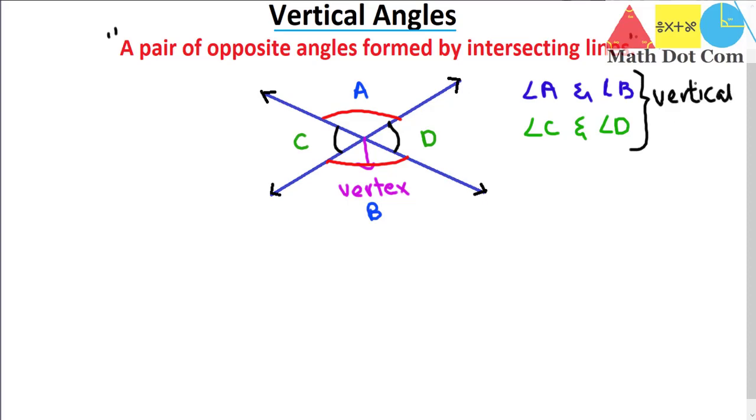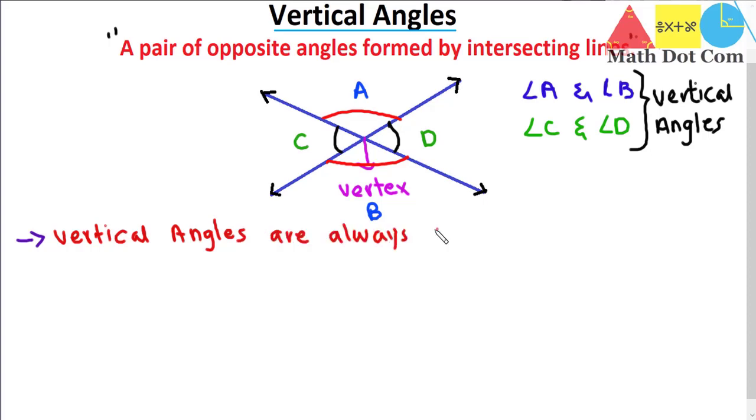Now let's discuss the properties of the vertical angles so that you can understand what is the need of vertical angles and what are the different properties that make the vertical angles different from the others. So first of all, the first property is that vertical angles are always congruent. This is a very important property of vertical angles. Why, I will tell you later. Congruent is the word that we use basically while talking about the angles. Congruent, or I can write here equal. So how are they equal?